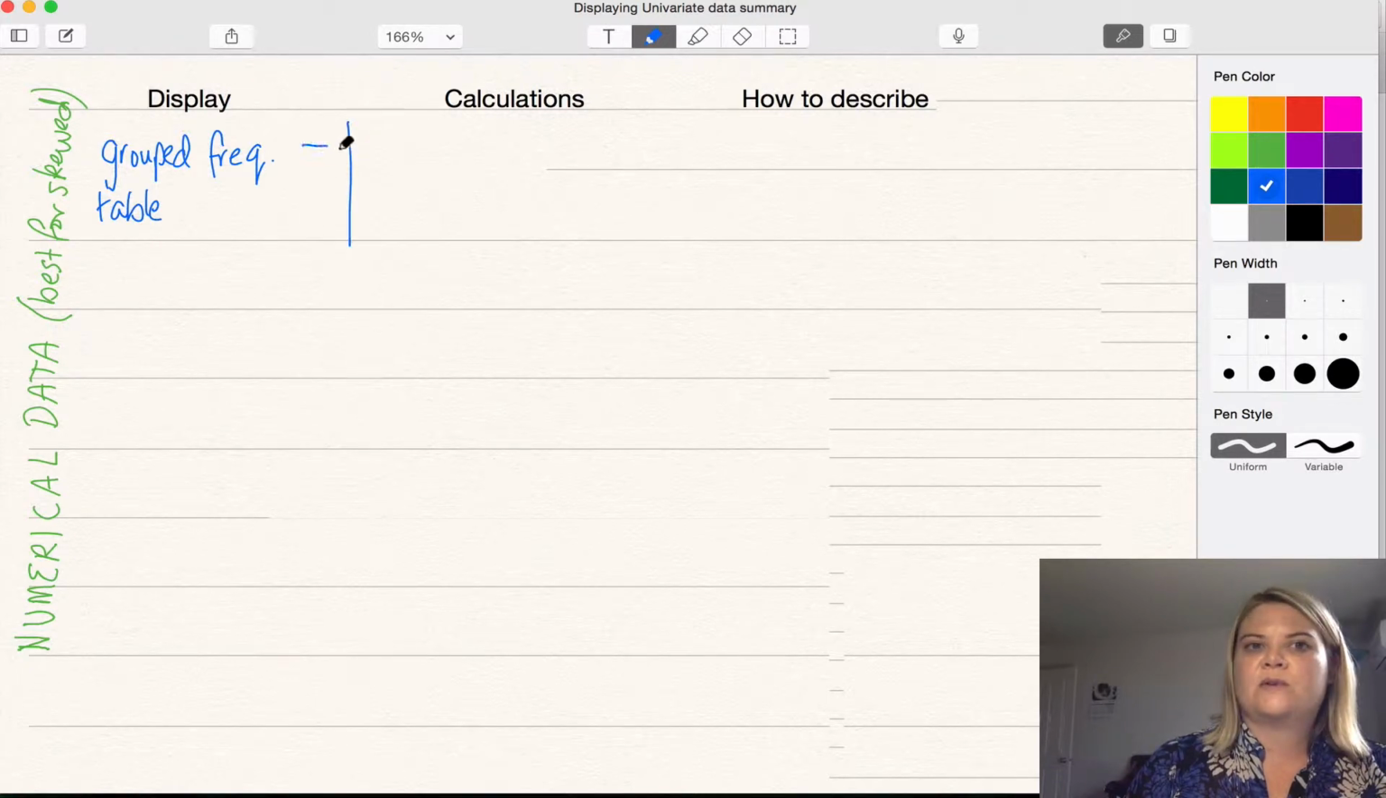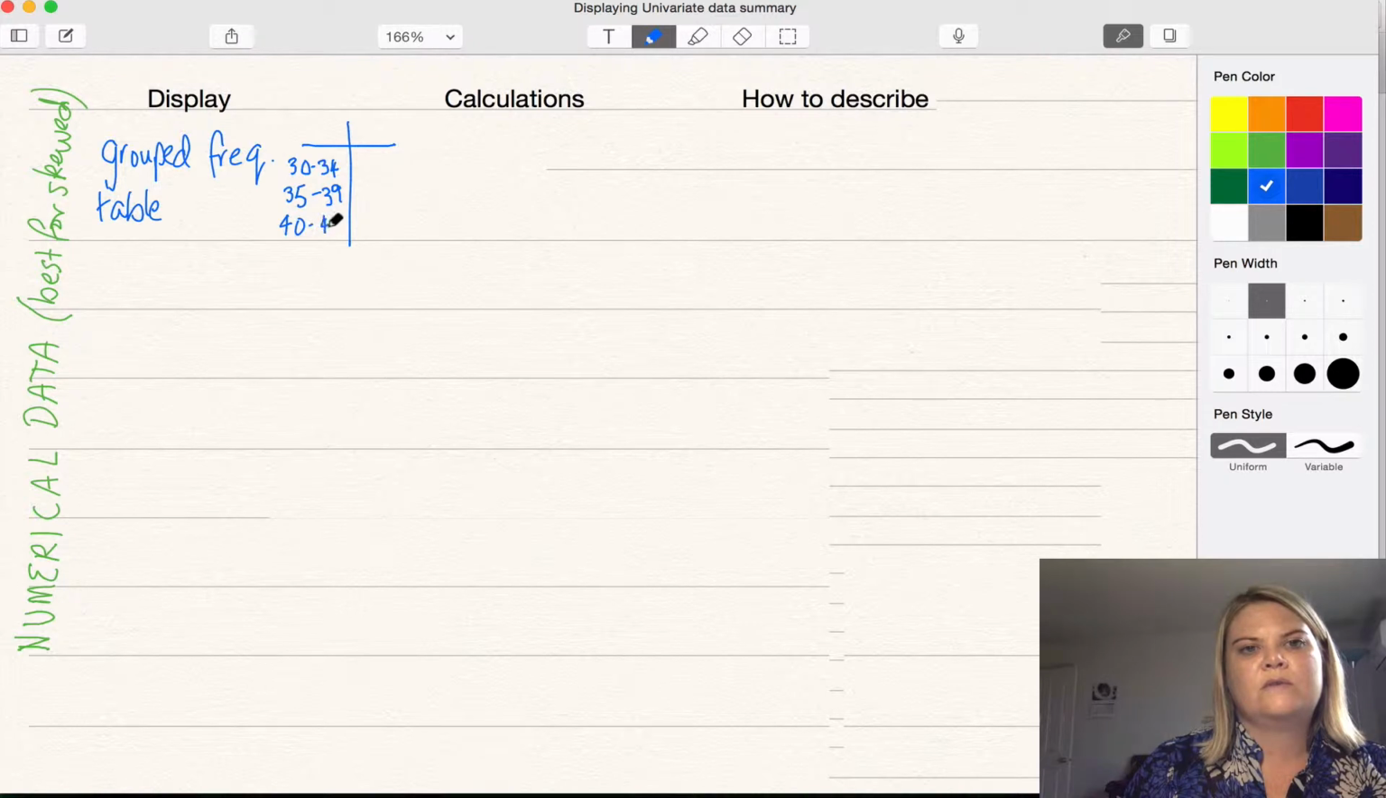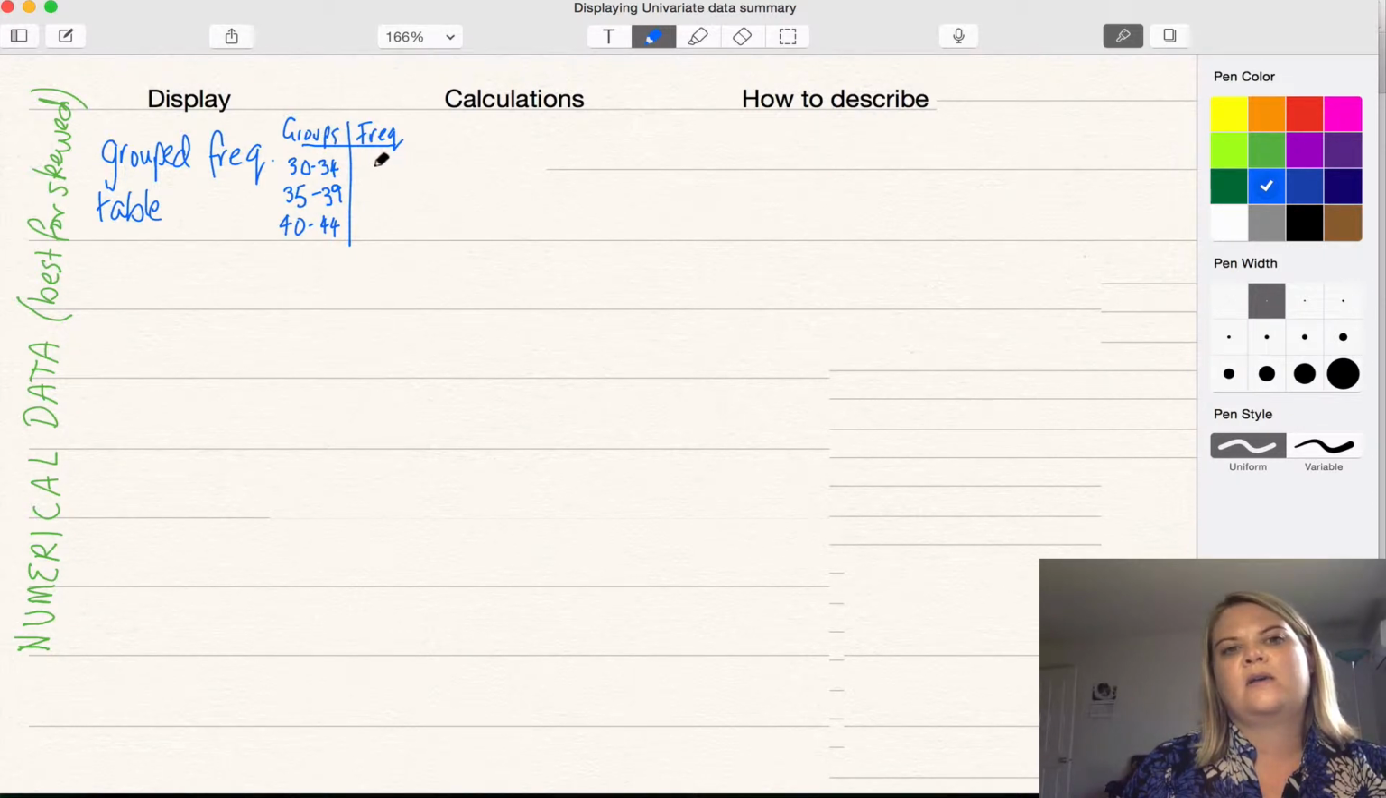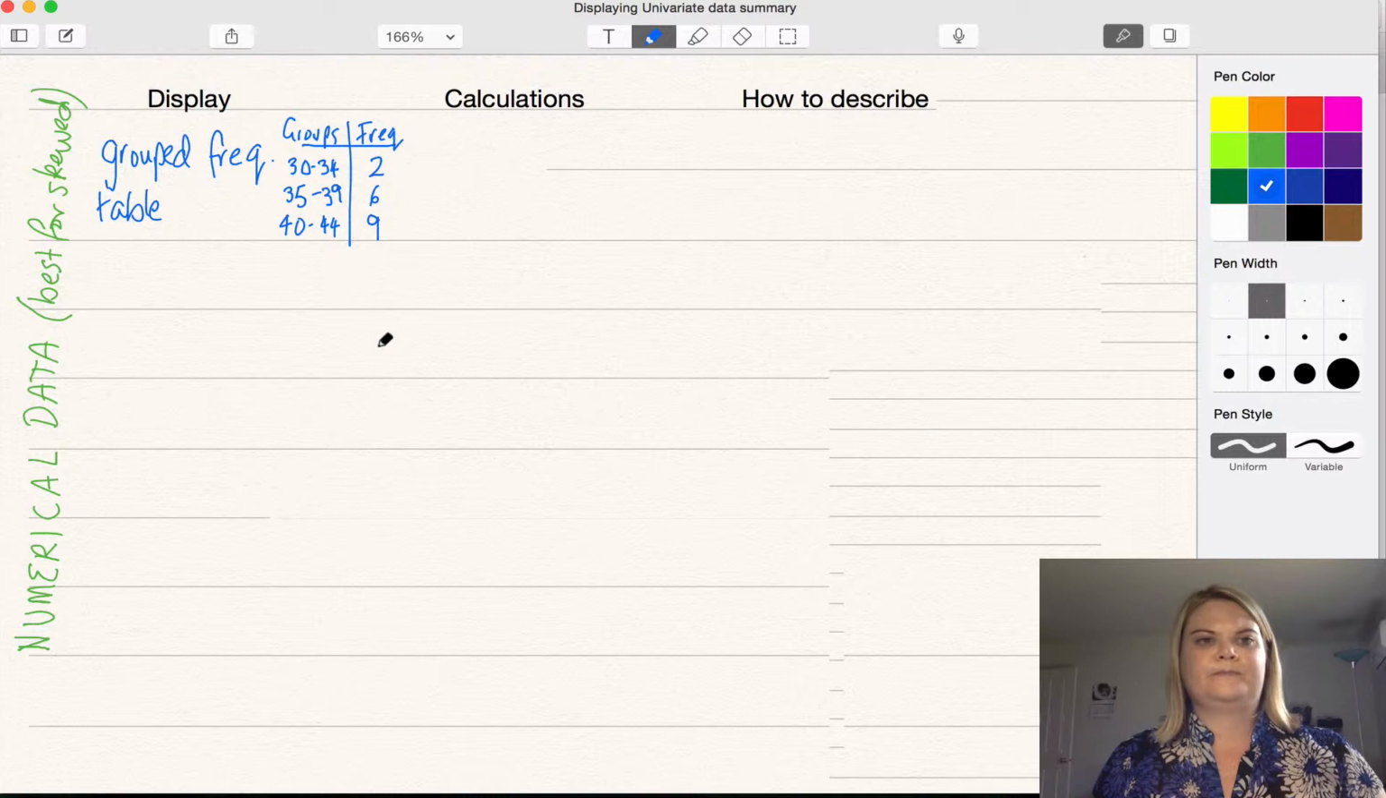Which is exactly the same as the frequency table above, but you might have 30 to 34, 35 to 39, 40 to 44, and keeps on going like that. And you would have the frequency. So this is the groups, and the frequency, you might have 2 in here, 6 in here, and 9 in the final one.